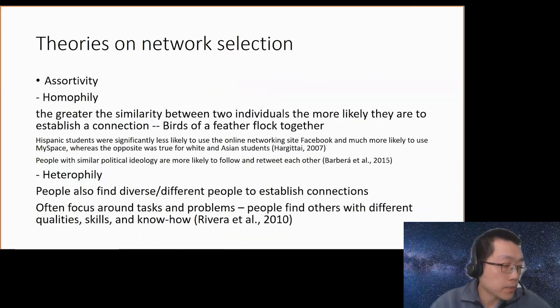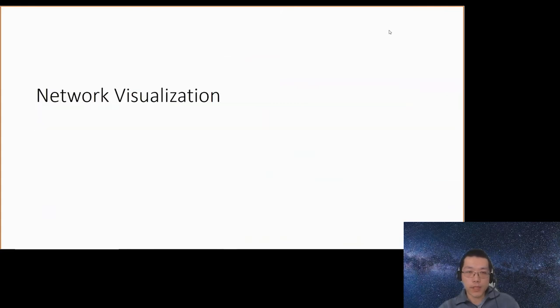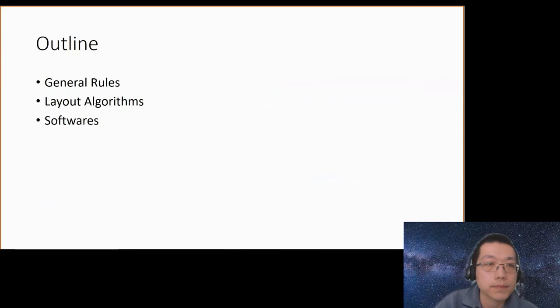So I have to skip the rest due to time concerns. But basically, social network theory is also considering how people select each other and how people influence each other. All right. And I probably have to skip a part of network visualization as well, because I do want to get to the real world examples, how we can use social network analysis to study mHealth and social media research.